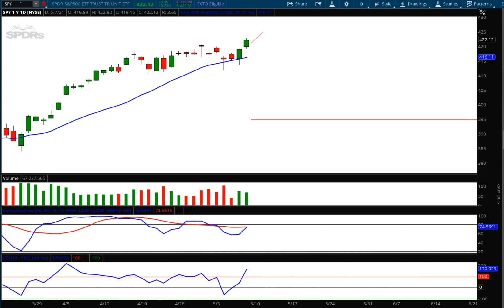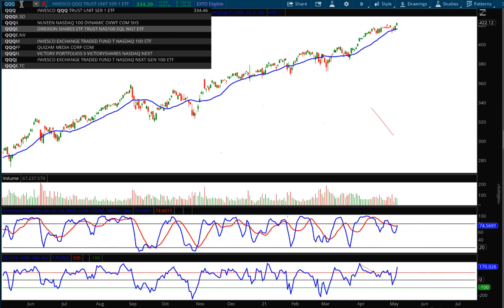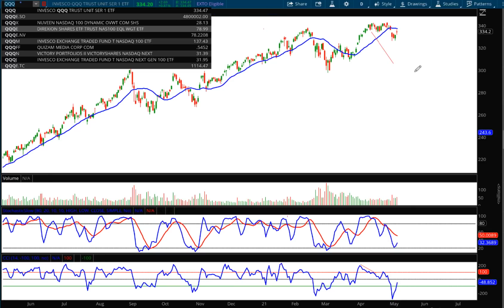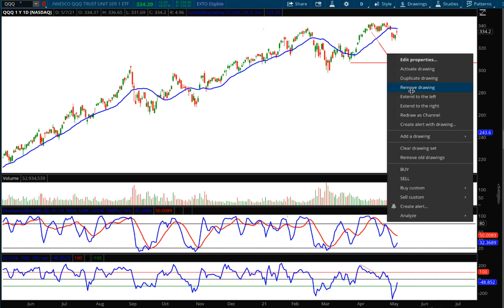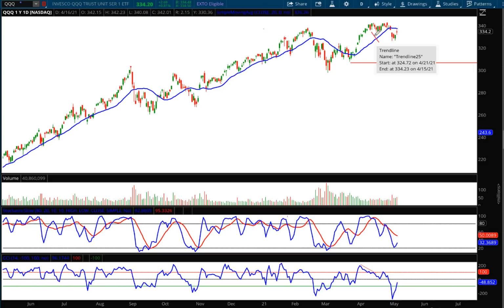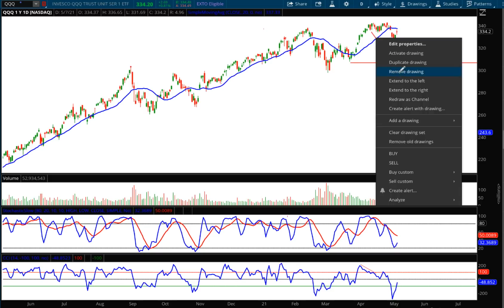Now let's take a look at the Qs. Ticker symbol QQQ, representing the tech sector, right? I'm going to keep this long-term price target as well right here. That's that support level right there. See that? So that's going to stay in place, and we're going to erase this line here to clean this up just a little bit.